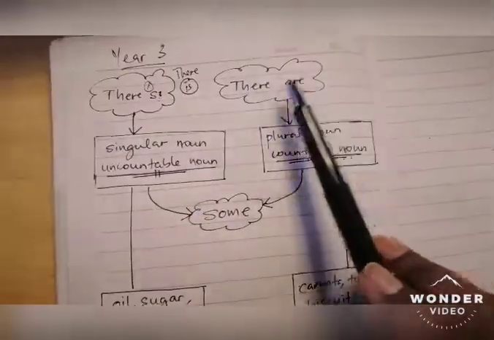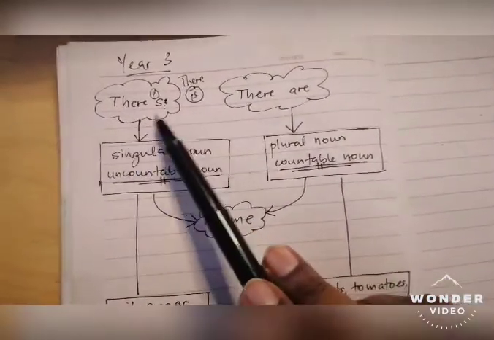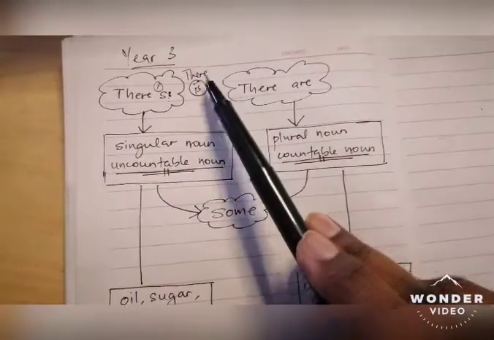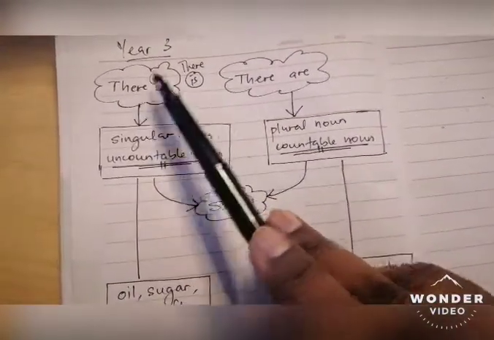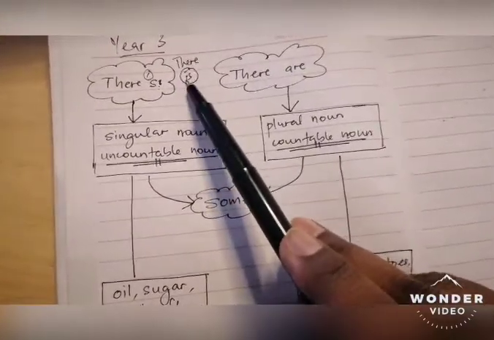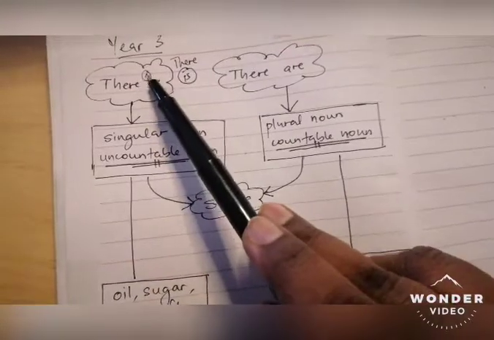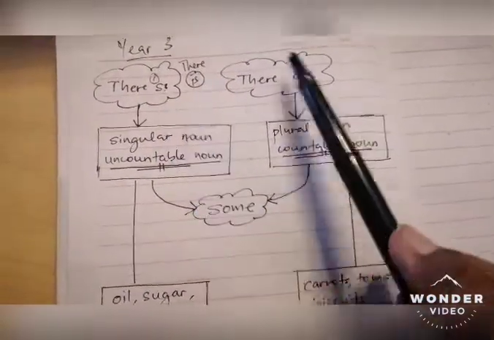Okay, for our lesson today, we will look at there's and there are. There's is a short form for there is. When you want to write there's, for the words there is, you remove the i and then you put an apostrophe, you combine, and it becomes there's.